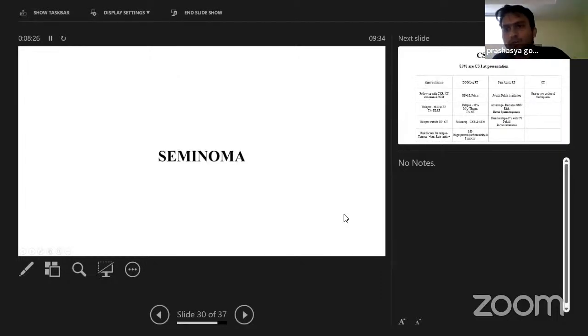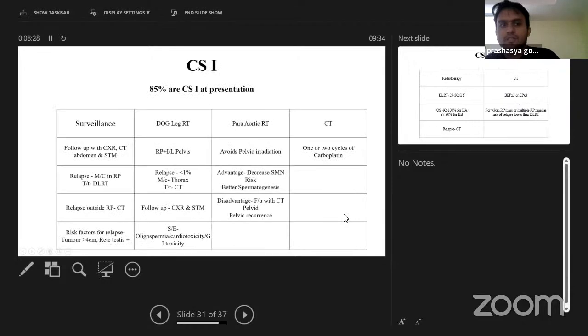Management of retroperitoneal disease in a seminomatous patient. 85% of seminomatous patients have clinical stage 1. They can be followed by 3 modalities. They can undergo either surveillance or radiotherapy or chemotherapy. Surveillance is done with a chest X-ray, a CT abdomen, and serum tumor markers.